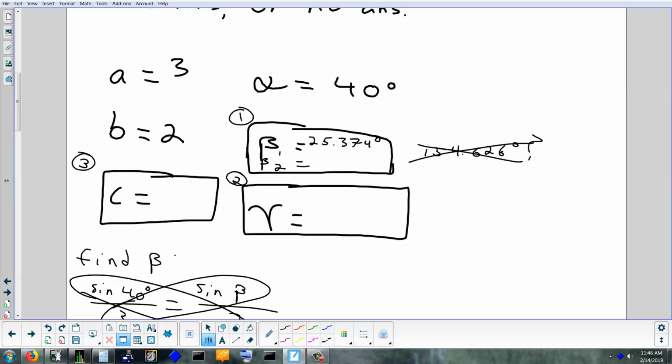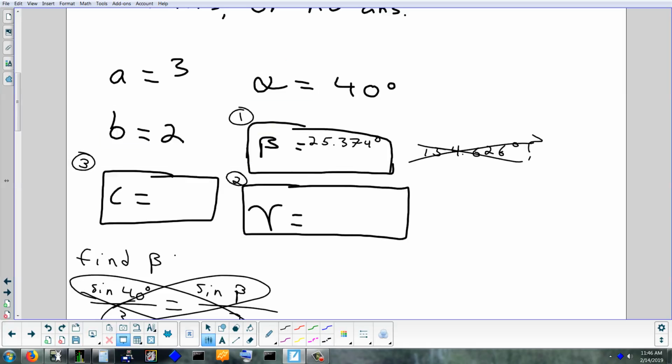And what that means is if you get 2 answers for beta 1 and beta 2, you're going to get 2 answers for gamma and 2 answers for C. It's an all or nothing. Either everything has 2 answers, except what was given. That was given. You don't touch that. Just the stuff you're finding. It either all has 2 answers, it all has 1 answer, or they all have no answer. In this case, they all have just 1 answer.